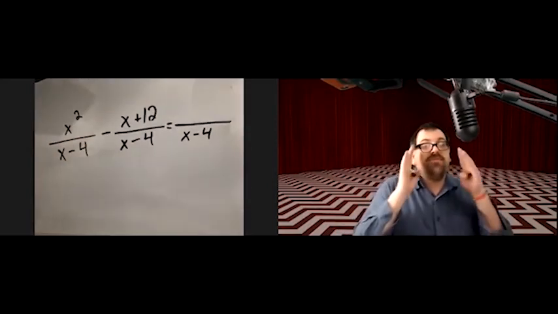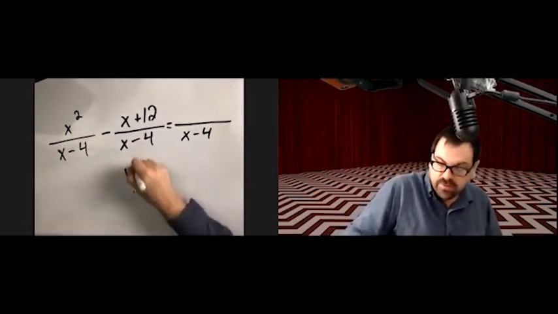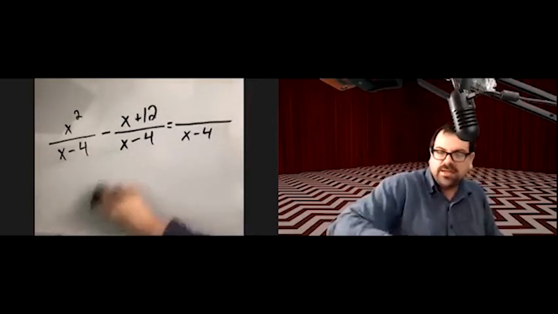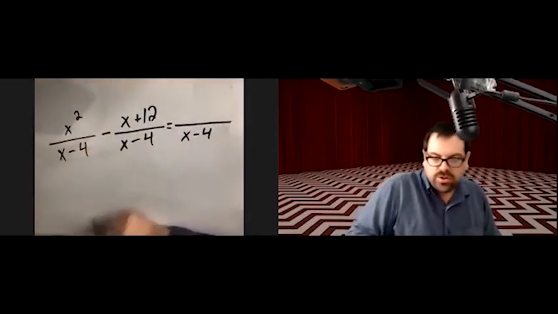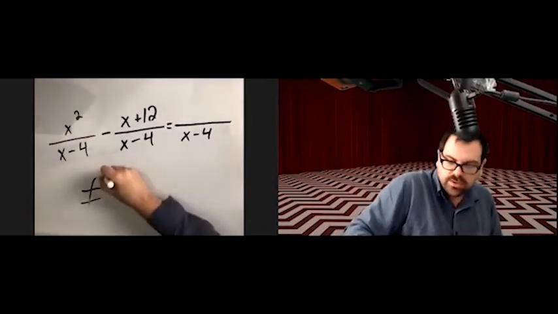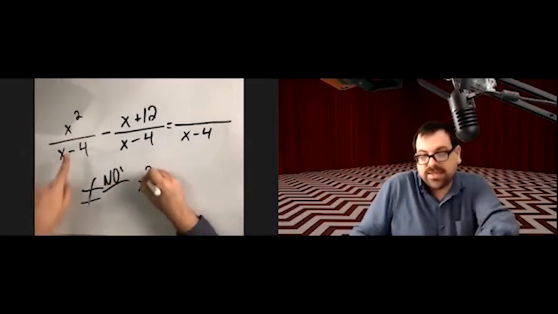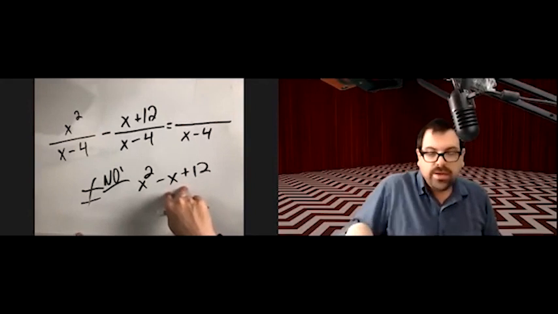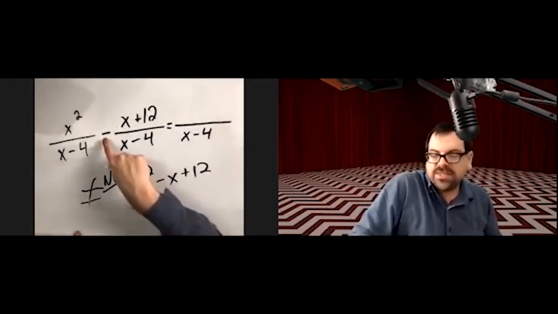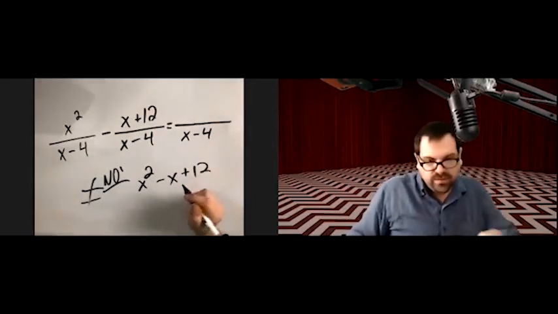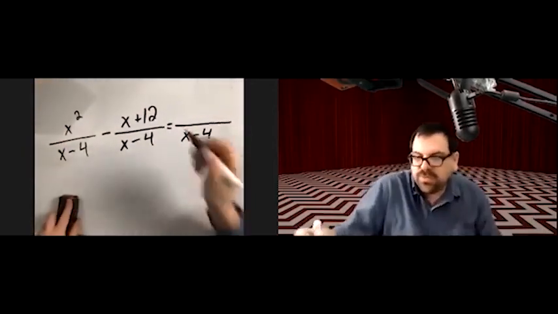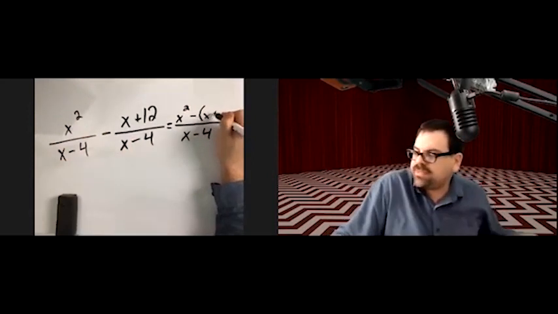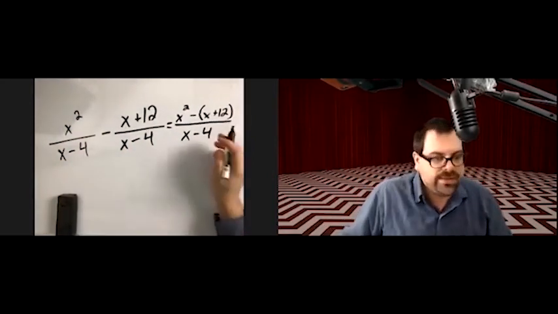On top, we need to be very, very careful, because we are subtracting an expression. Do not just do x squared minus x plus 12 like this, because this is not right. Yeah, that's what you get if you write it all, but we are subtracting the entire x plus 12, which means we have x squared minus the entire x plus 12. Parentheses are required.